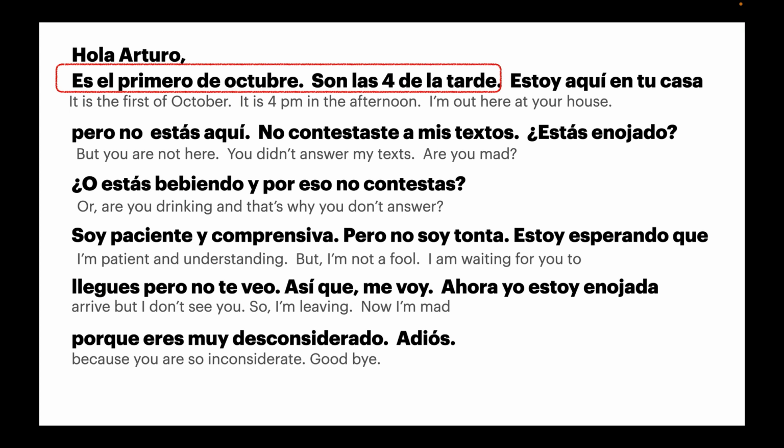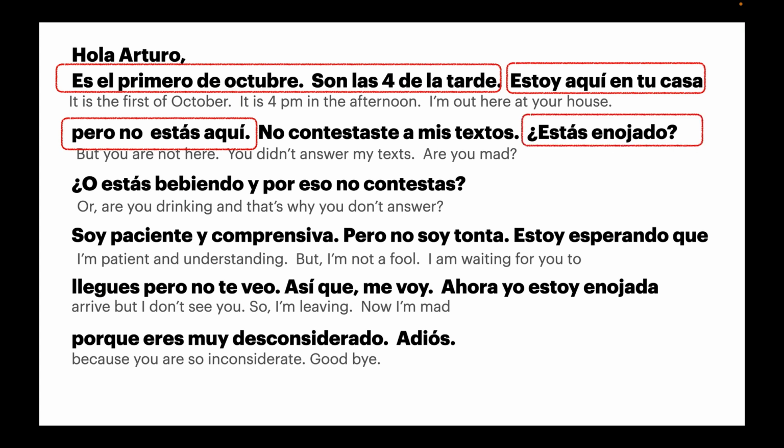All right, so let's go ahead and analyze it. The first one that I have with the red box: es el 1 de octubre, son las 4 de la tarde. Identity. I am identifying what time it is, what day it is. Estoy aquí en tu casa. Spatial relationship, location. Pero no estás aquí. You're not here. Location. ¿Estás enojado? State. This is well-being. Emotional state. ¿Estás enojado? ¿O estás bebiendo? Or are you drinking? That is present progressive.